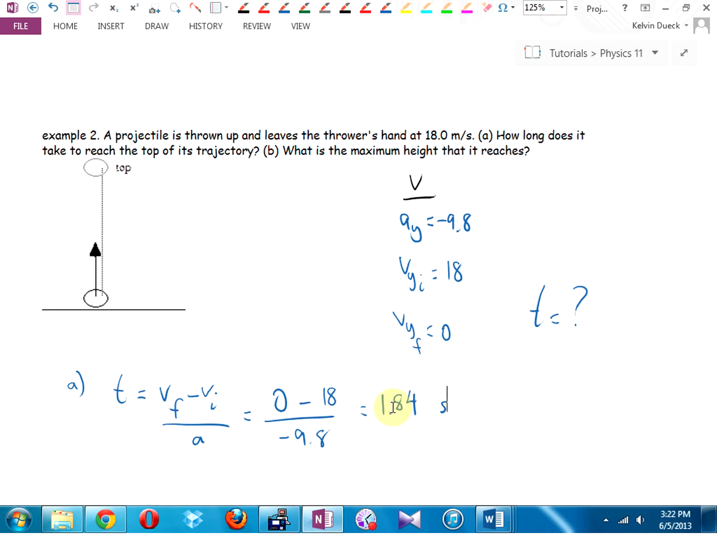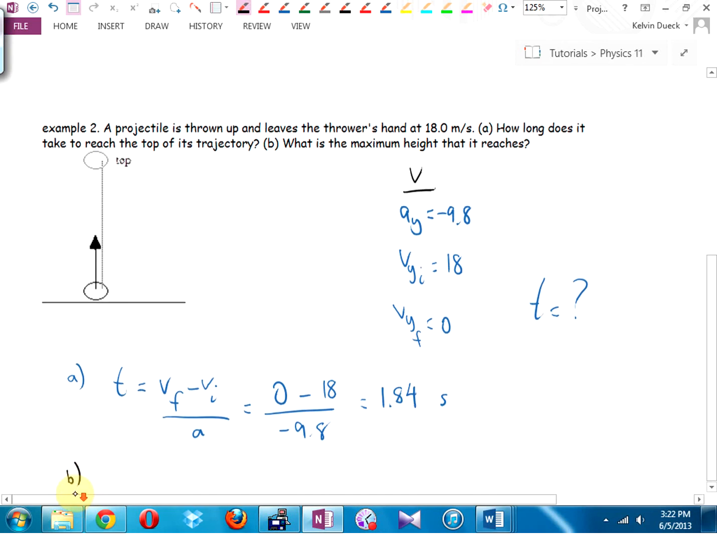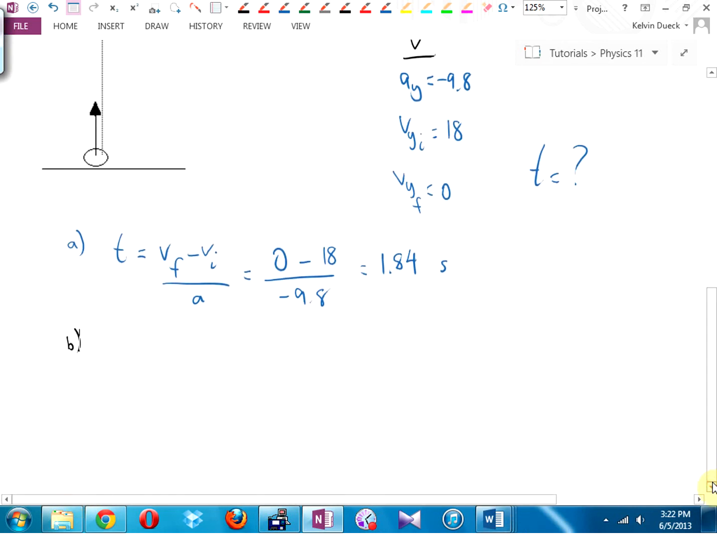In fact, what's B asking me to find? The maximum height. That's a distance. That's a vertical distance, as a matter of fact, a dy. And I got several options. I could use VIT plus a half AT squared, where VI is 18, and T is the answer from part A, because that is at the top.